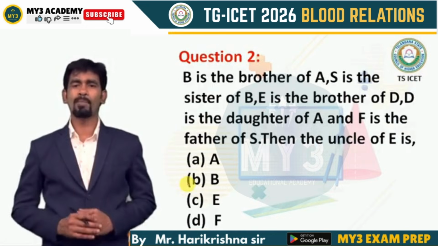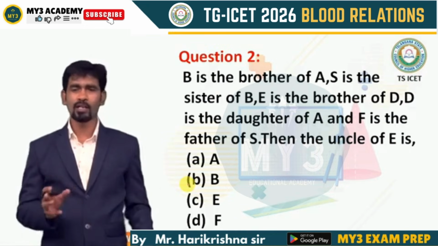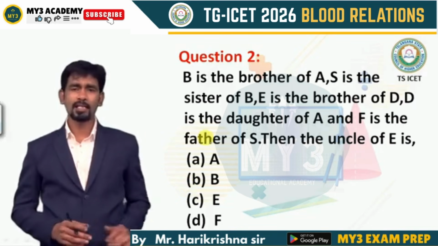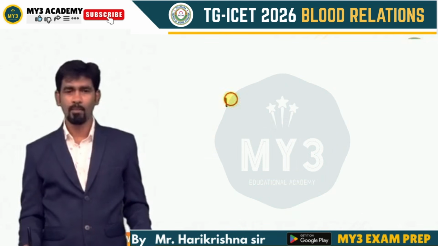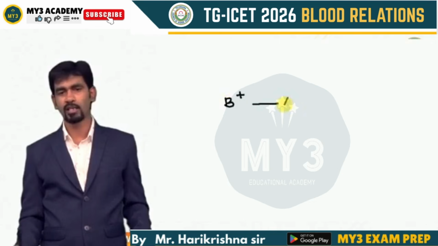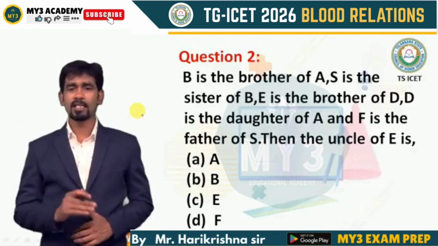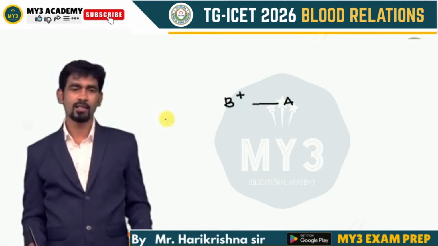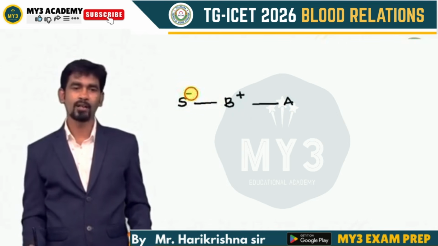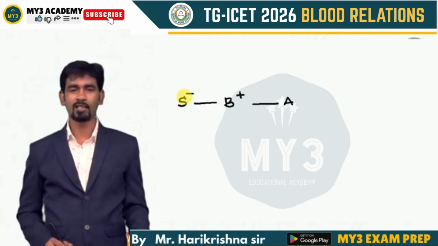So B is a brother of A. Let me put it in the form of a diagram again. B is a brother of A. So this is the first information which I am able to extract from this. S is a sister of B. Sister is indicating a female candidate. I am taking S is a sister of B like this.